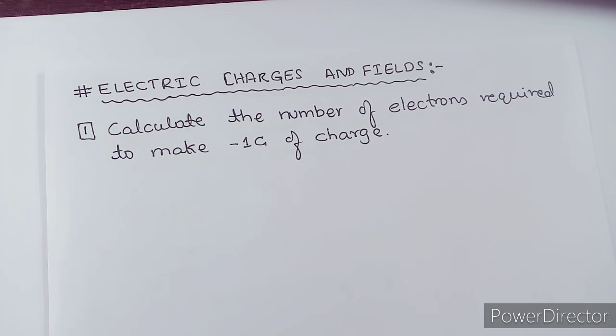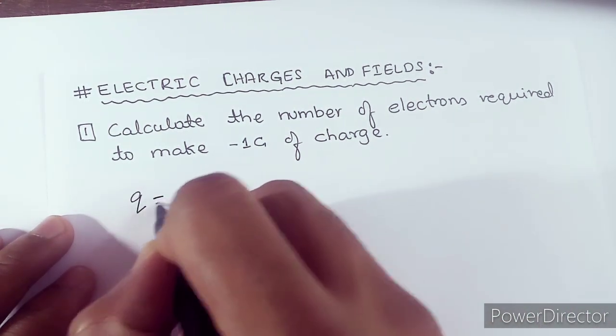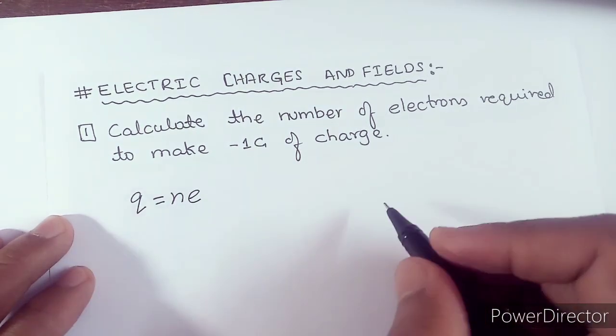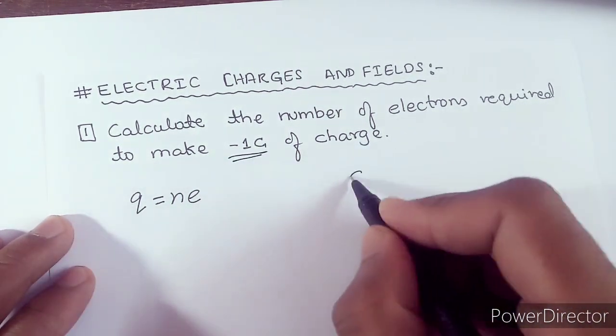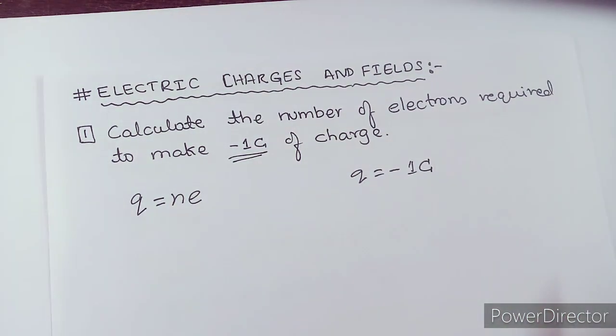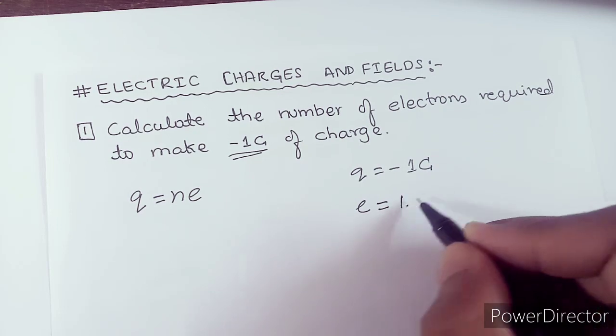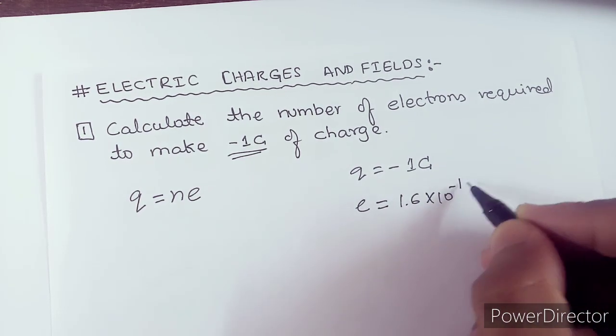In this, the first question is: calculate the number of electrons required to make minus 1 coulomb of charge. This is very easy. We have this formula, Q is equal to N into E. Here the data given is Q is equal to minus 1 coulomb. If you want to solve any numerical question easily, you should have the basic theory idea about that particular concept. Then only it will be easy. So we know the E value, that is 1.6 into 10 to the power minus 19 coulomb.